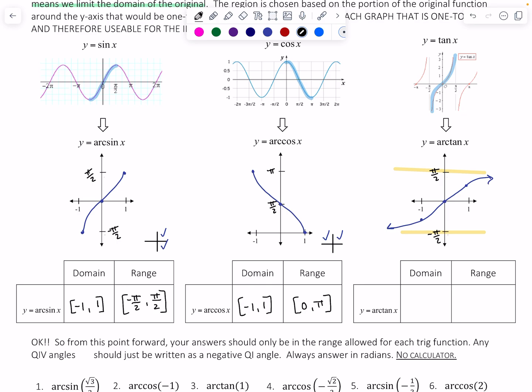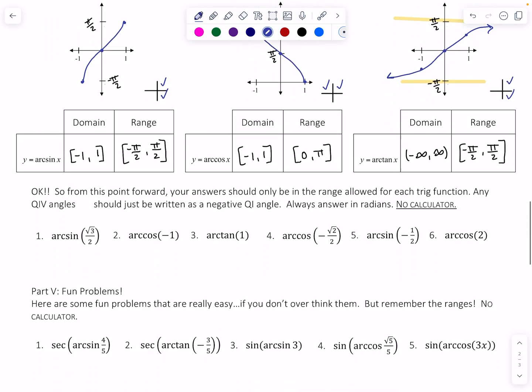And again, let's talk about that domain. The domain for this one is actually going to be negative infinity to infinity because it's the range of our original one. But now our range is going to be from negative pi over 2 to pi over 2. And again, thinking about our quadrants, we're working in quadrant 1 and quadrant 4. Those quadrants are going to come back in particular.